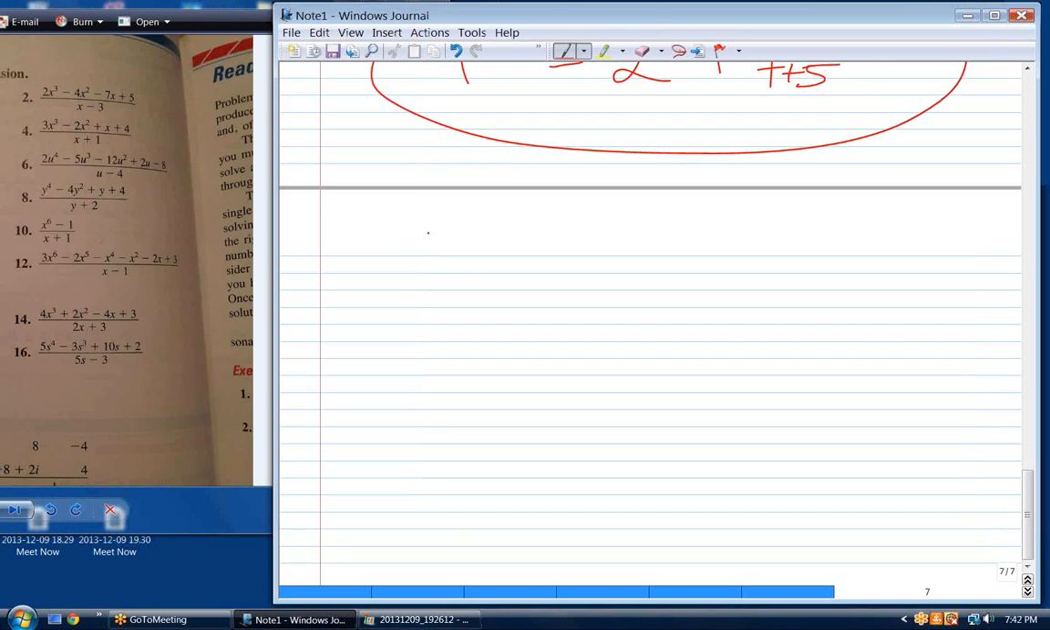Ooh, this one's a longer one. The first one is 2, then -5, -12, 2, and then -8. Then the box is 4.